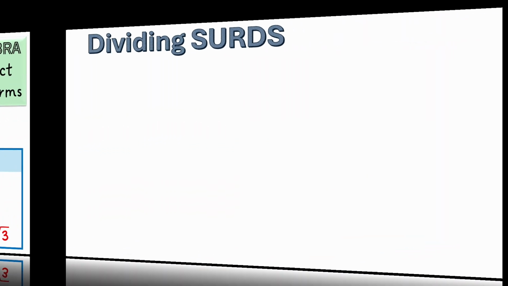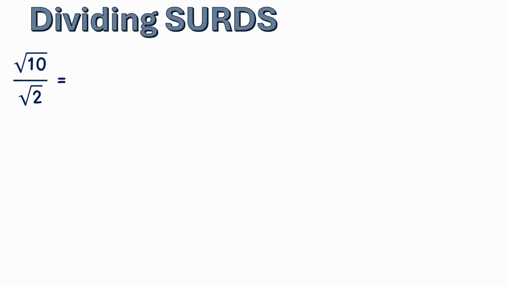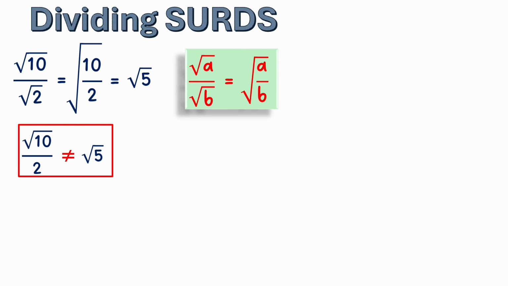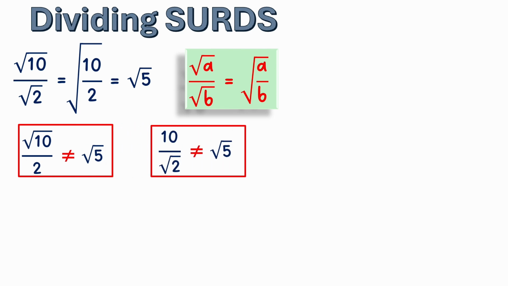Now let's look at division. Square root of 10 divided by square root of 2 equals square root of 10 divided by 2, which equals square root of 5. Dividing surds by surds is straightforward, but be careful. Square root of 10 divided by 2 does not equal square root of 5. 10 divided by square root of 2 does not equal square root of 5. You cannot simply divide an integer by a surd like that.